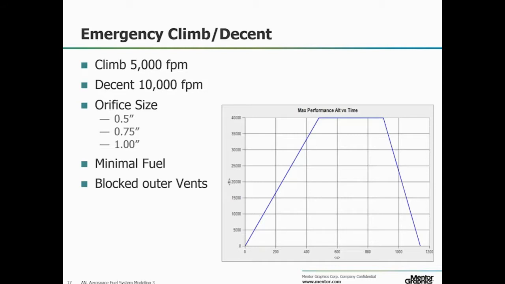We performed a series of analyses at several orifice sizes to determine if smaller vents were acceptable. We performed the analysis with a minimal amount of fuel to maximize the gas volume that must be evacuated and returned to the tank during the climb and descent maneuvers. Lastly, we'll look at a case of a blocked vent where only one of the 2 vents is operating, and the second tank must vent into the adjacent tank through the interconnection between them.